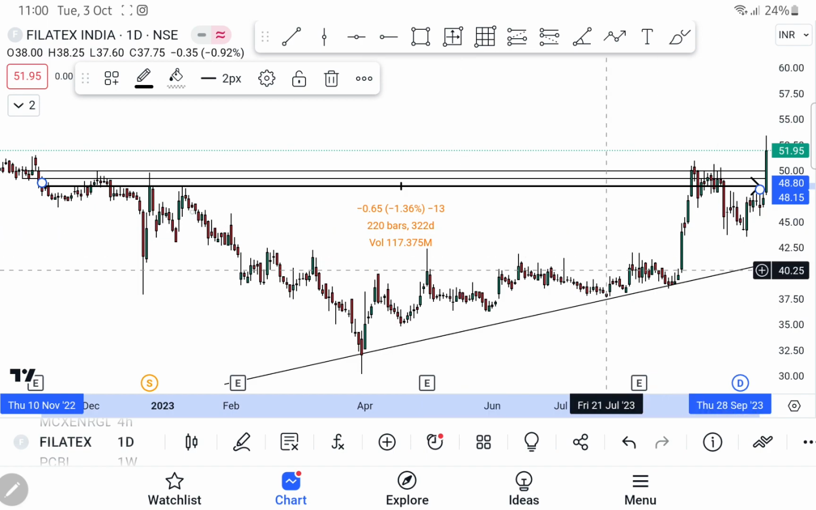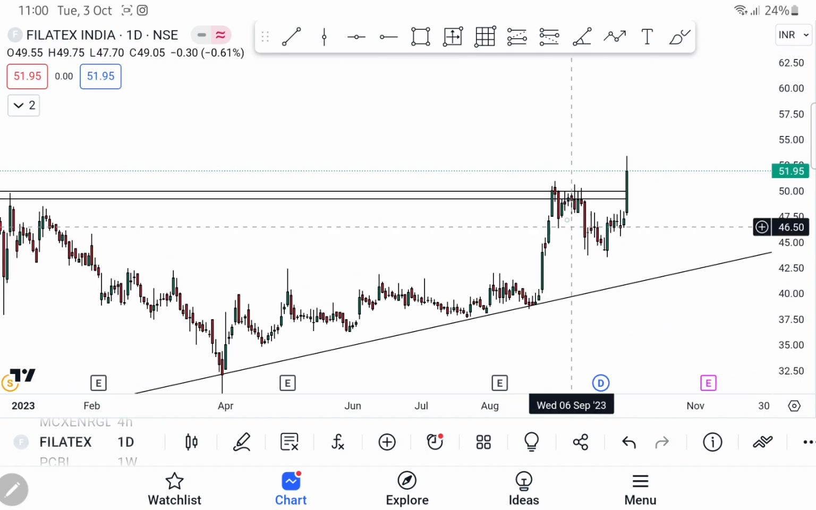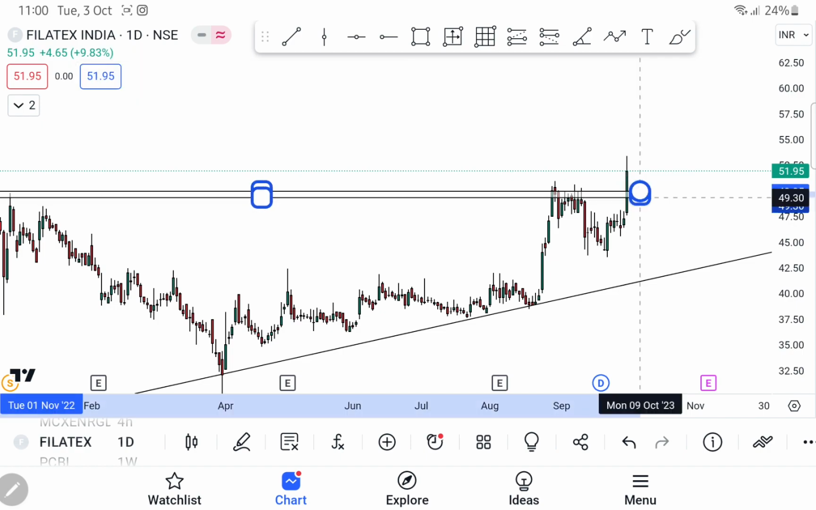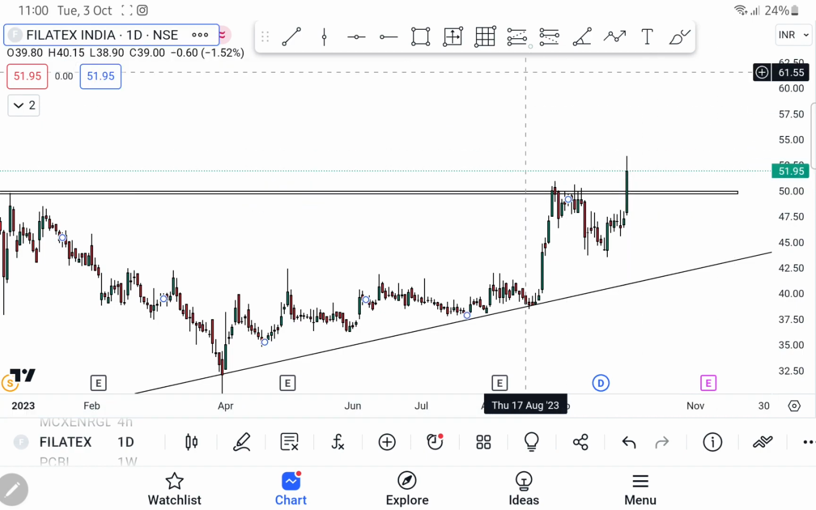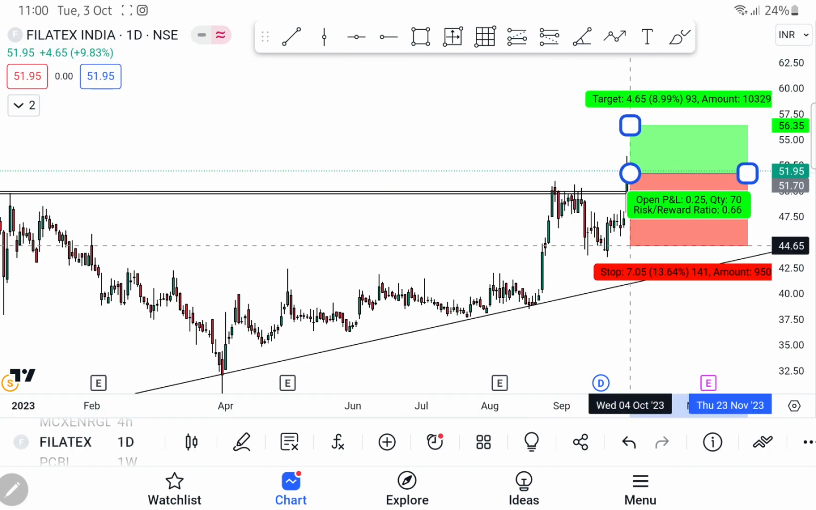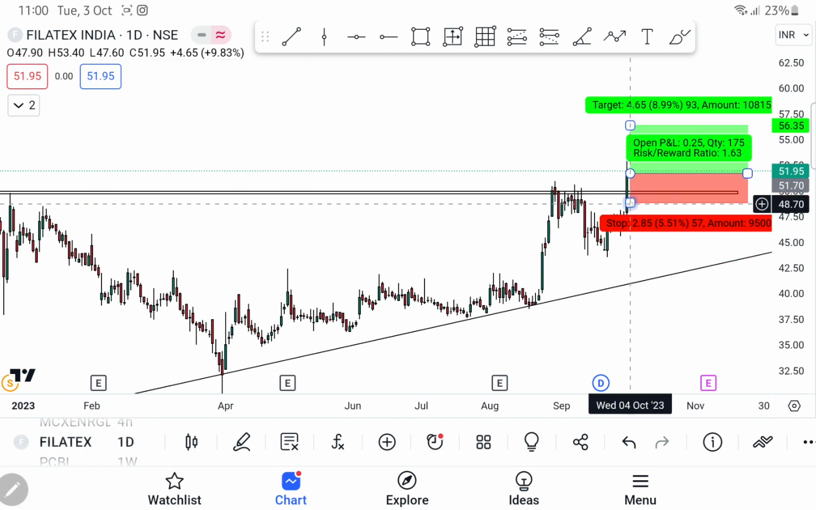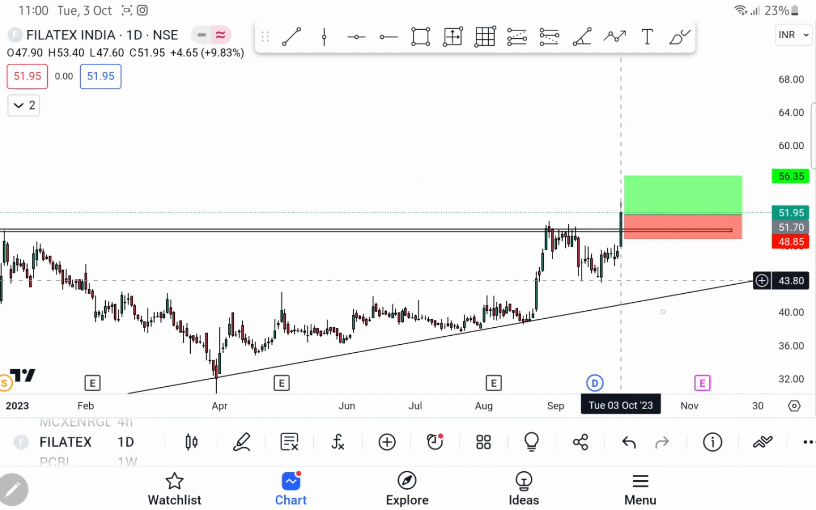Okay, it was spending time in the same resistance zone. Now it has given a breakout. Once the breakout failed, now again it has given a breakout. So my action is I'll go with half quantity here, and this will be my stop loss, because once it comes inside the zone, it's a reversal.